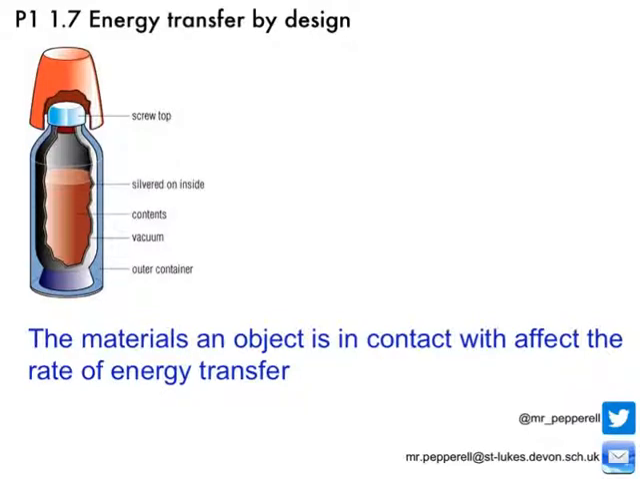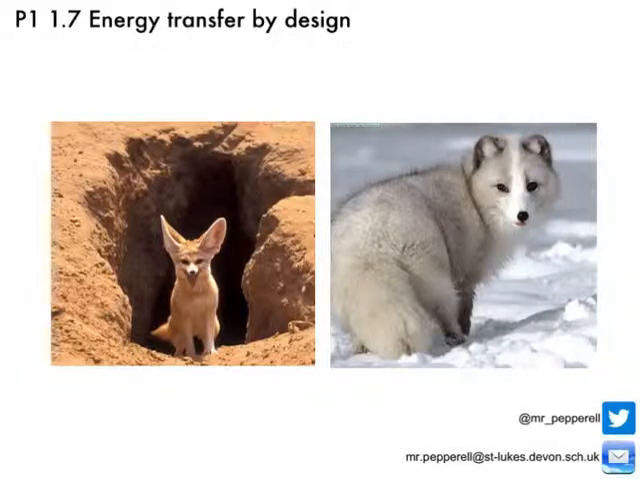So from that we can see that the material an object is in contact with, so here our hot coffee is in contact with glass there, okay, the material it's in contact with affects the rate of heat energy transfer. If we had our coffee inside a metal container, that would conduct away the heat quickly. Because it's inside a glass, then a vacuum, then a plastic container, it's very hard for the heat to be transferred away, which keeps our coffee warm. So let's just look at a couple more examples to summarise what we found out.